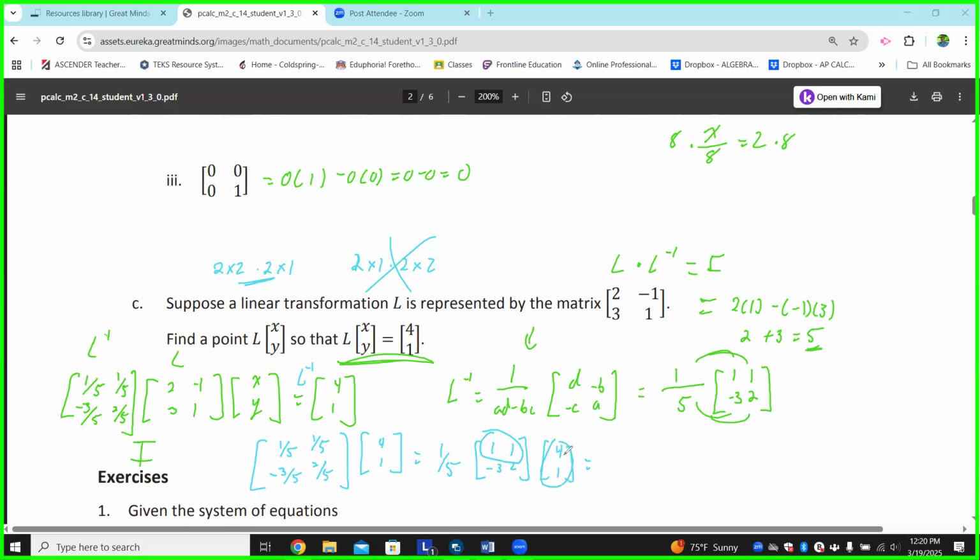what's 1 times 4? 4. I'm going to do all this work here. You don't have to if you want to do some of it in your head. 1 times 1 plus 1. Oh, I forgot my 1/5 here. Sorry.